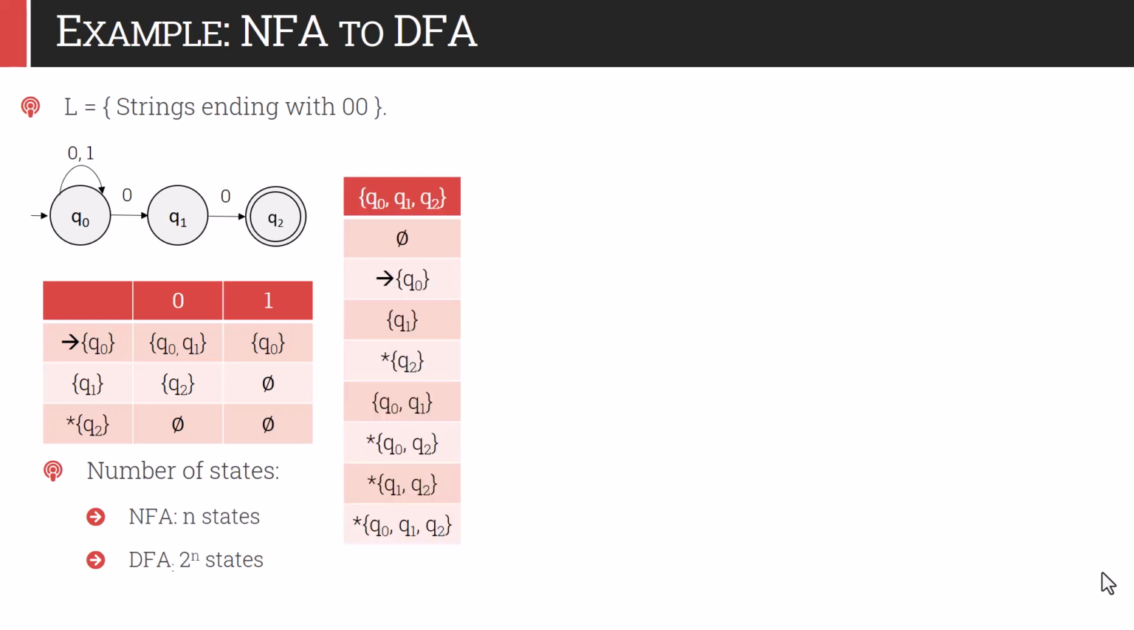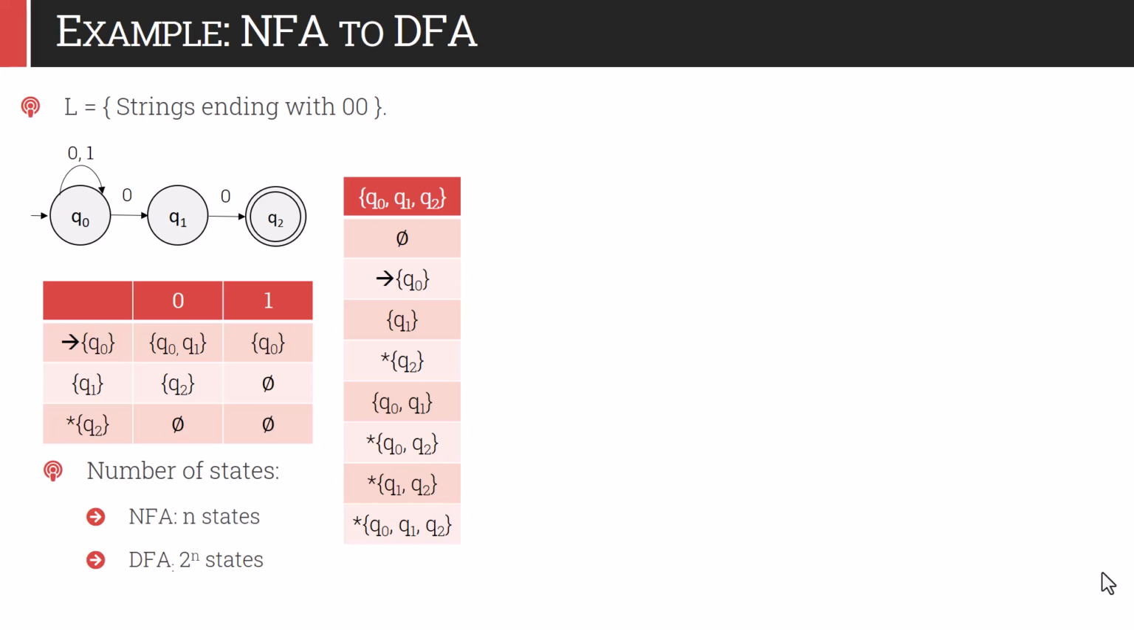For example, in the given automaton, there are 3 states, Q0, Q1, Q2. So there would be 8 subsets in its power set. The subset with no element, that is phi. Subsets with one element, that is {Q0}, {Q1} and {Q2}. Subsets with two elements, that is {Q0, Q1}, {Q0, Q2} and {Q1, Q2}. And finally, the set itself. So this is the power set.